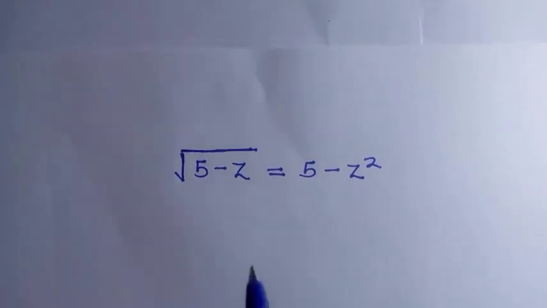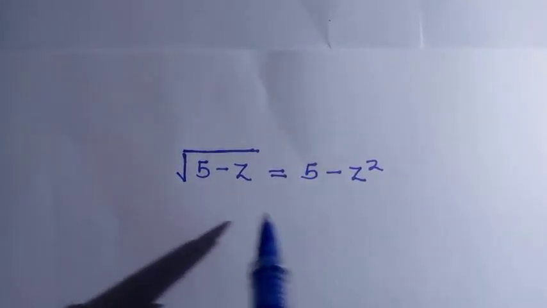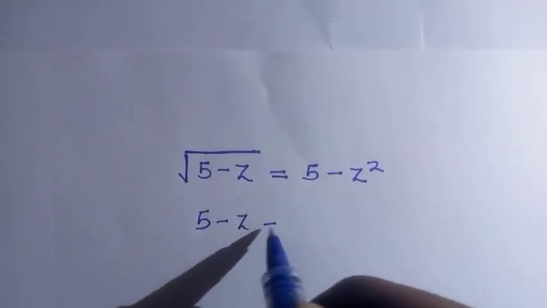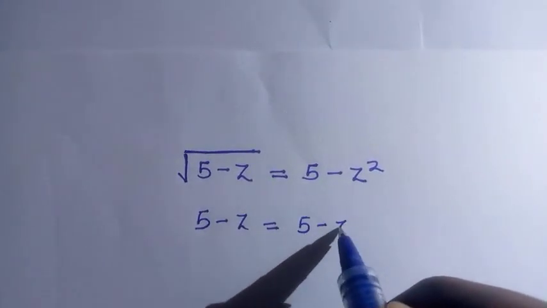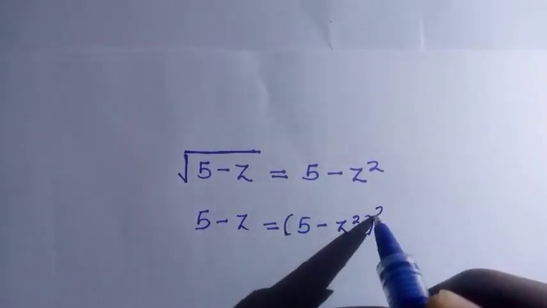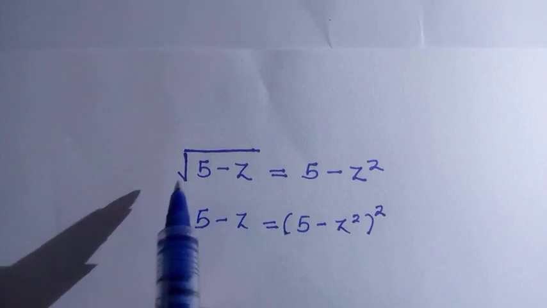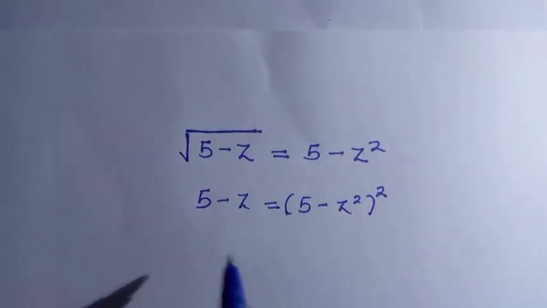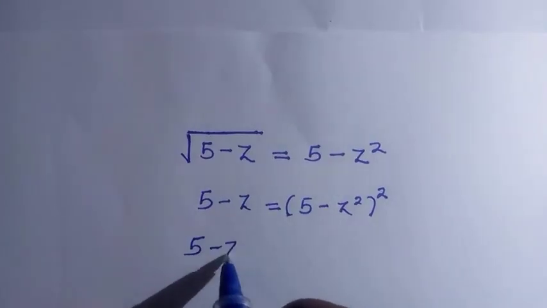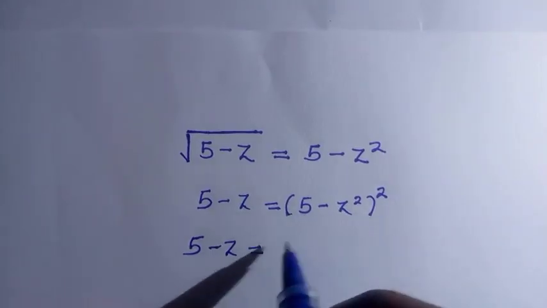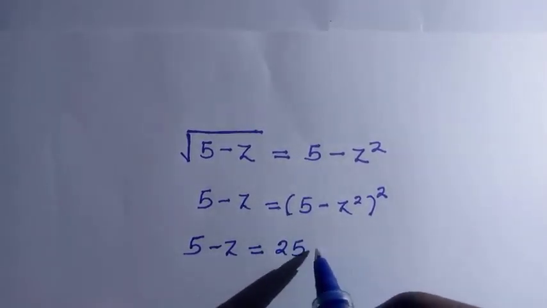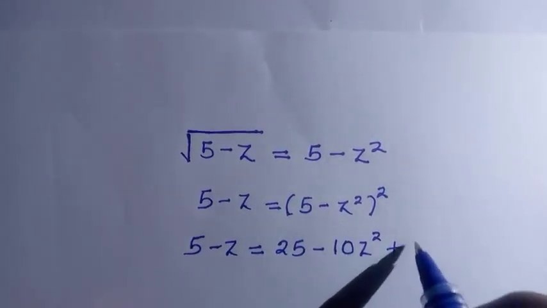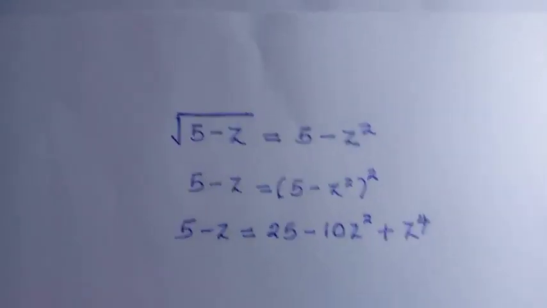Here, the first step we are going to take, given this kind of question, is to take the square of both sides. By doing that, here remains 5 minus z equals (5 minus z square) all raised to the power of 2, because this square has already negated this square root. And here is what we have. When we try to expand this, at the left hand side we have 5 minus z equals, the expansion of this becomes 25 minus 10z square plus z raised to the power of 4. Here is what we are going to have.